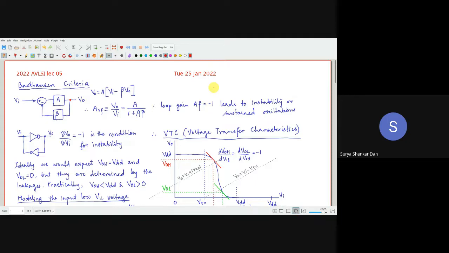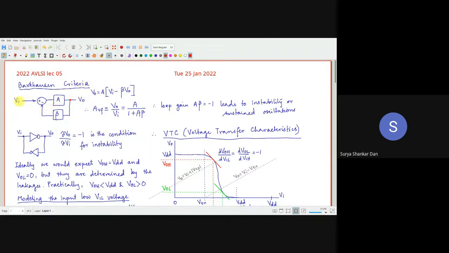at all cost. We want our inverter to either go to VDD or to zero as early as possible. If it reaches this A beta equal to minus one point, what will happen? The output will go on oscillating. You will never achieve stability. Got it? Okay. Now my questions.